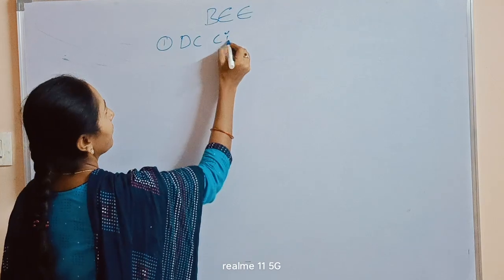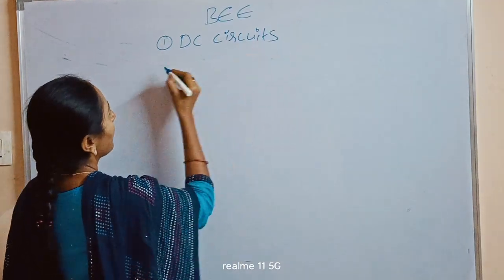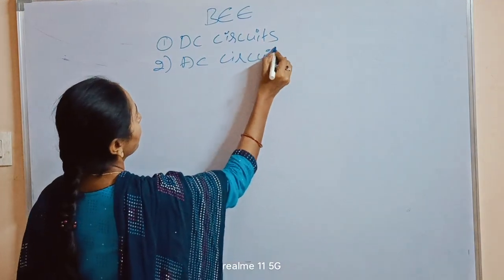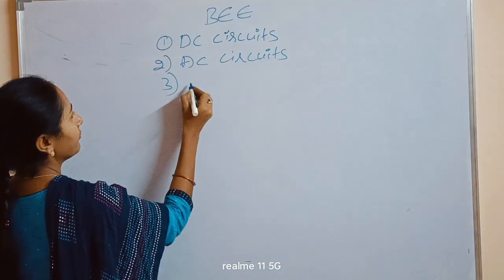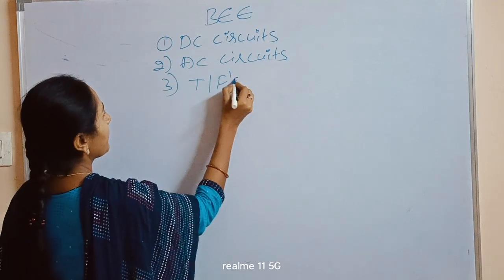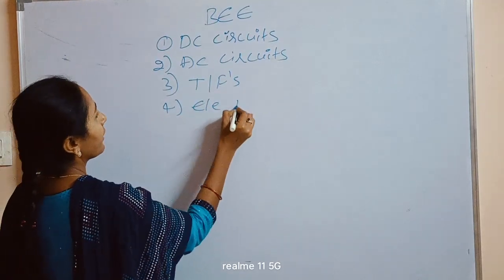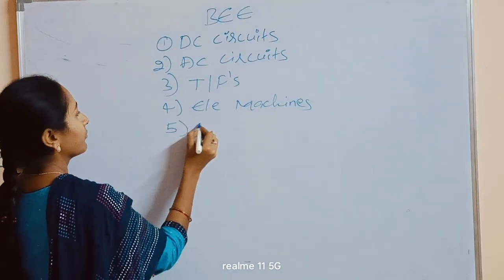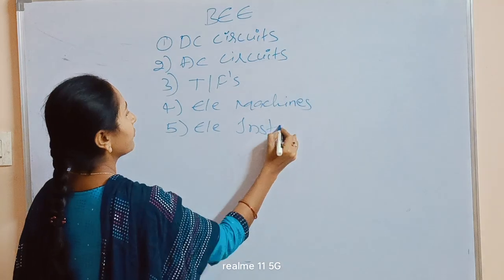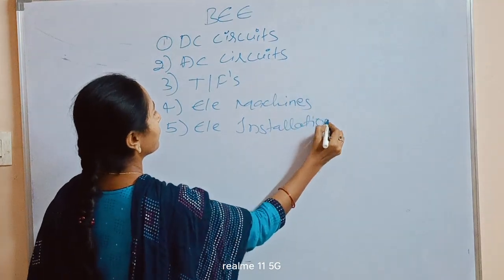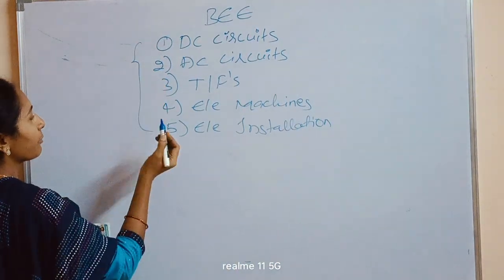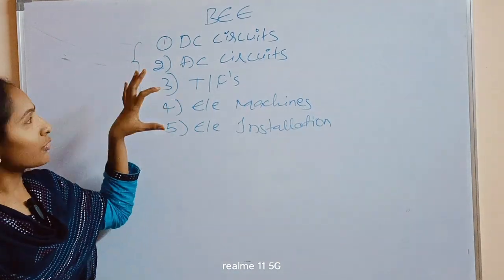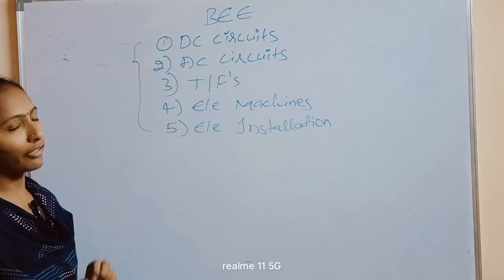DC circuits. Second unit is AC circuits. Third one, transformers. Fourth one, electrical machines. Fifth one, electrical installation. These are very basic introduction informative topics that are included in all 5 units.